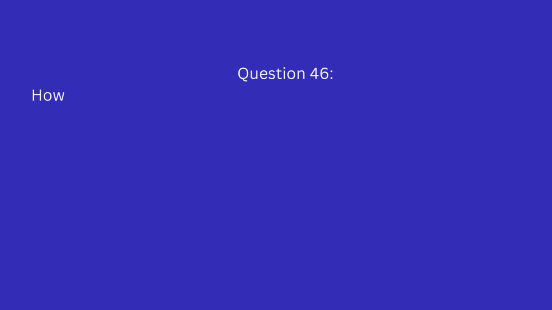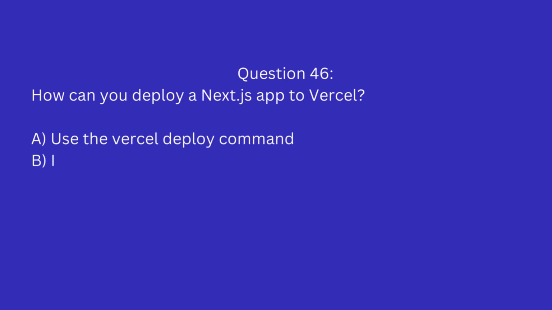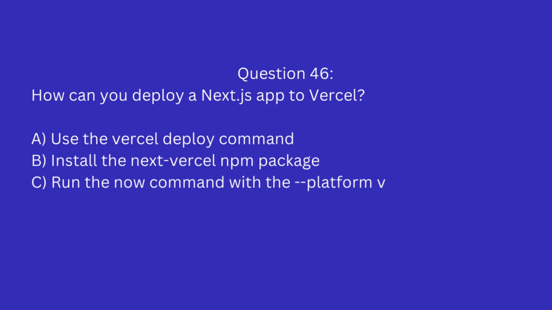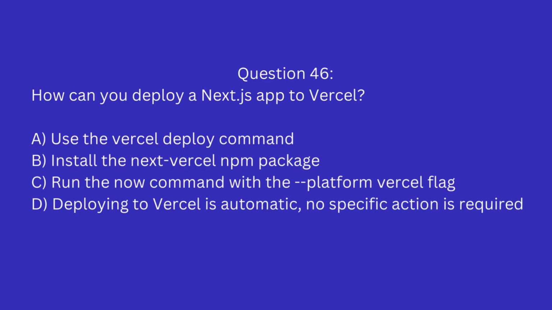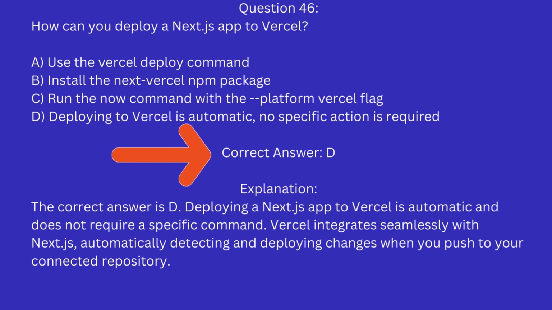Question 46. How can you deploy a Next.js app to Vercel? A. Use the Vercel deploy command. B. Install the next-vercel npm package. C. Run the now command with the platform Vercel flag. D. Deploying to Vercel is automatic, no specific action is required. Correct answer, D. Explanation. The correct answer is D. Deploying a Next.js app to Vercel is automatic and does not require a specific command. Vercel integrates seamlessly with Next.js, automatically detecting and deploying changes when you push to your connected repository.